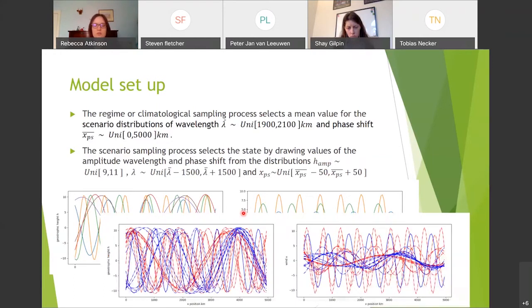The second plot shows two ensembles, one in blue and one in red, and it can be seen that there's a lot of error in the ensemble, a lot of uncertainty across most of the domain, except for in a small range around the phase shift, so around 4,000 for the blue and around 0 for the red, where all the ensemble members agree. So there's a peak in the height and a crossing through 0 in the wind.